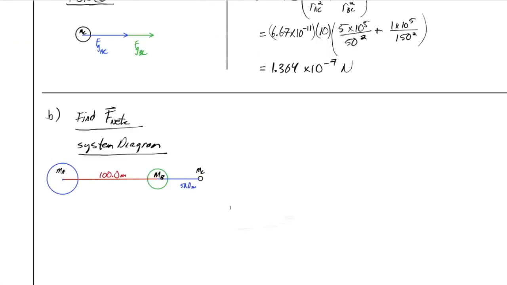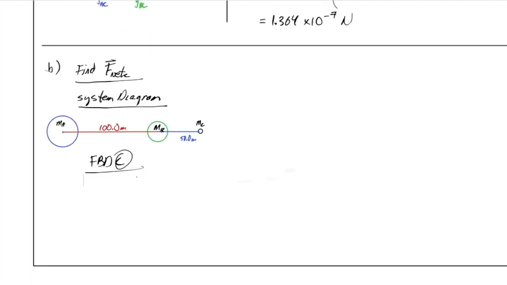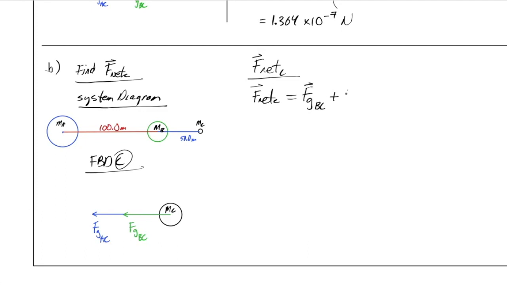So in part B, we're looking for the net force acting on C, but the system diagram is different this time because MC is to the right by 50 meters. So the free body diagram of C in this case is also going to be a little bit different. So our first vector is the force of gravity between B and C. Then our second vector is the force of gravity between A and C. If you notice, the forces this time are pointing to the left. So F net acting on C is the force of gravity of BC plus the force of gravity between AC.